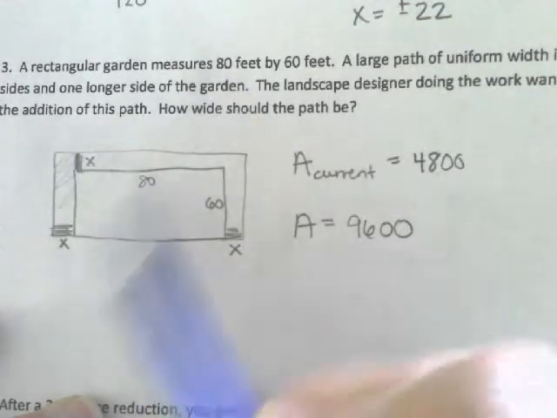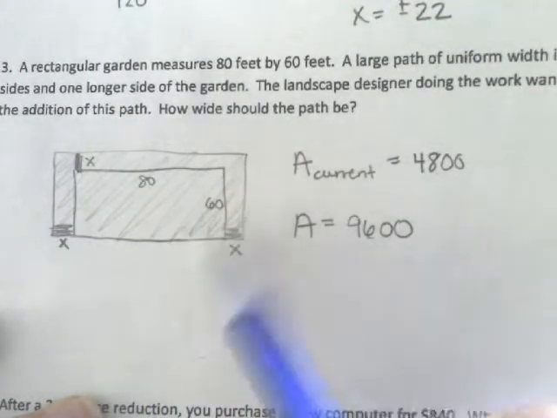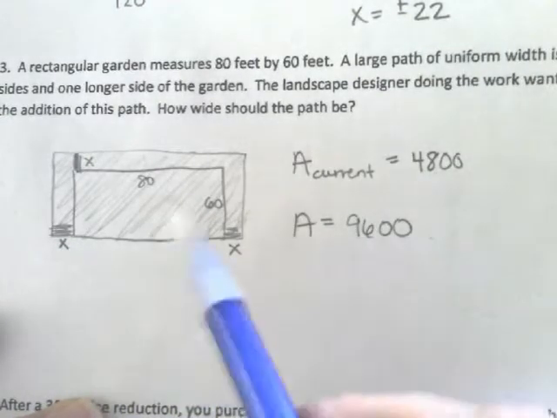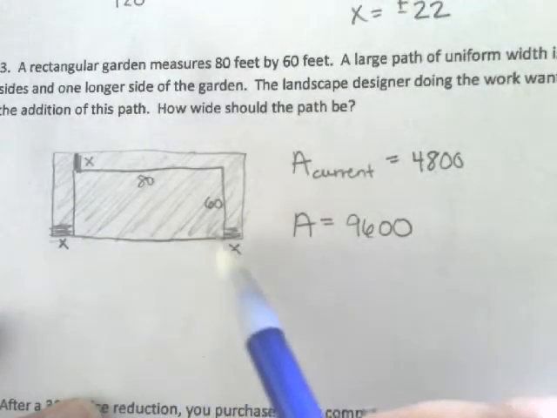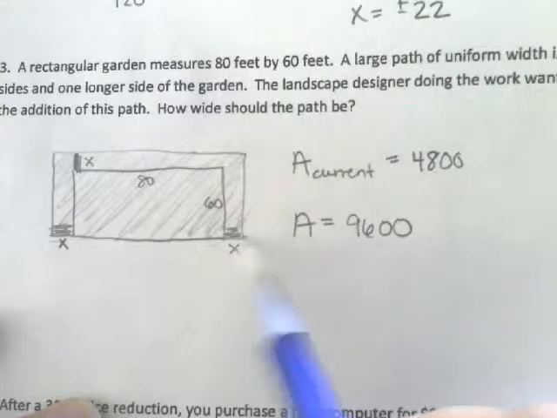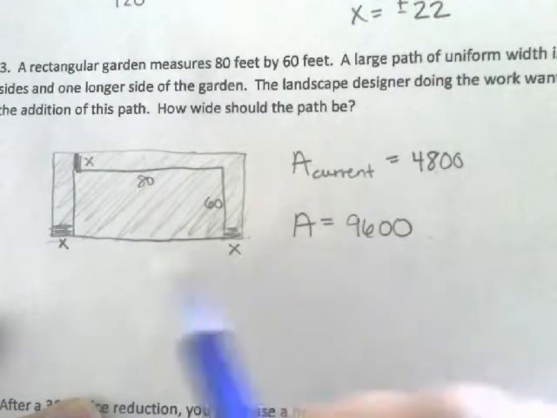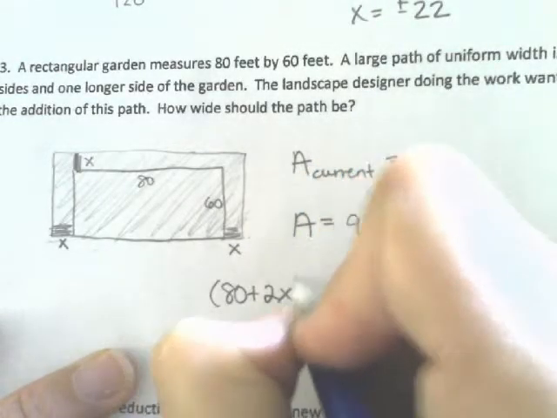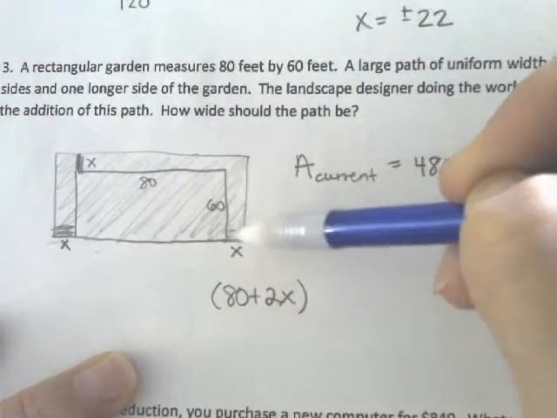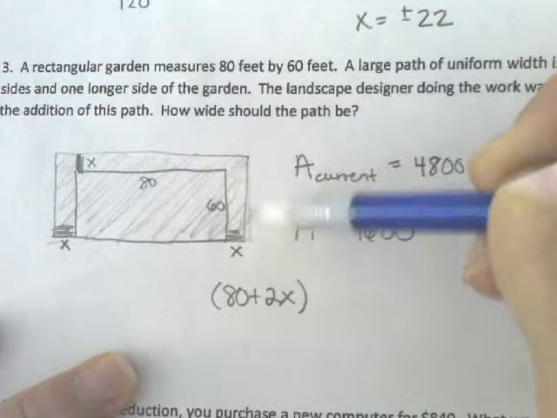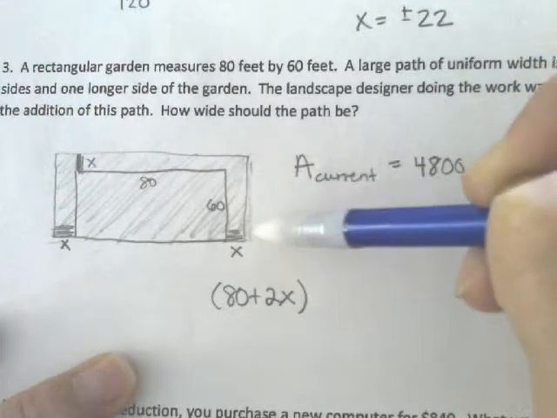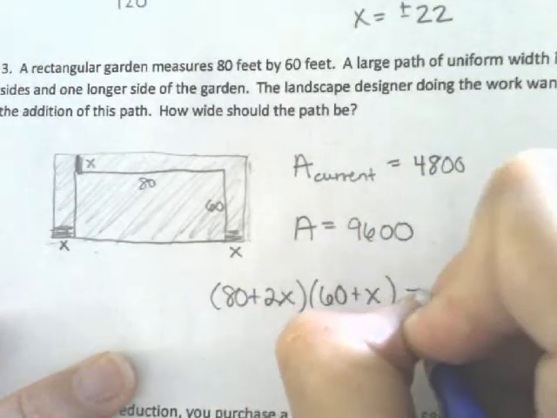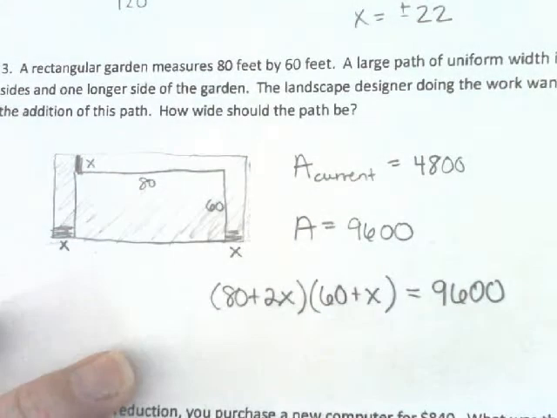So when we're trying to find the area of the overall space, once that path is added, we want it to be 9,600. What is the new length of that whole space? The new length, 80, the original 80, plus an X here, plus an X there. So the 80 plus 2X is the new length, and what's the new width? 60 plus just one X up top. Okay, so the original 60 plus another X. And we want that to equal 9,600.